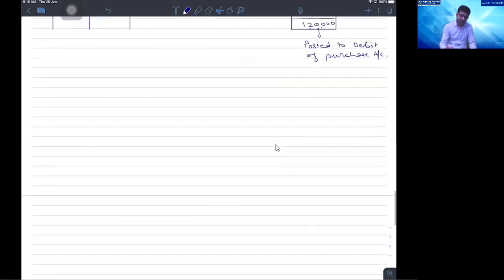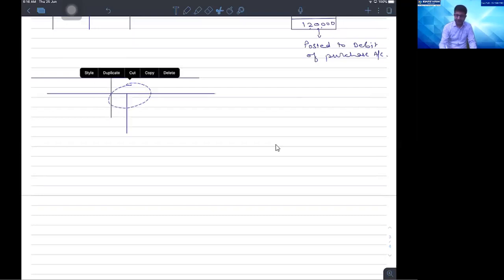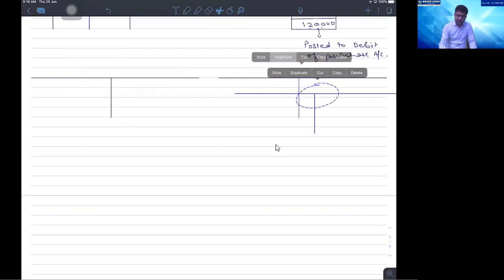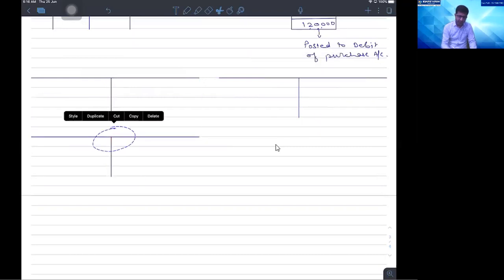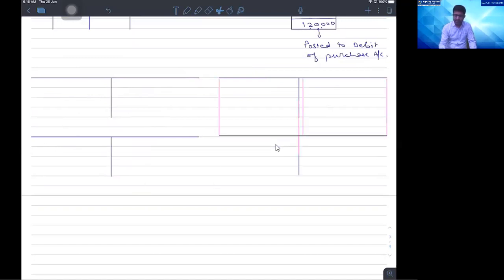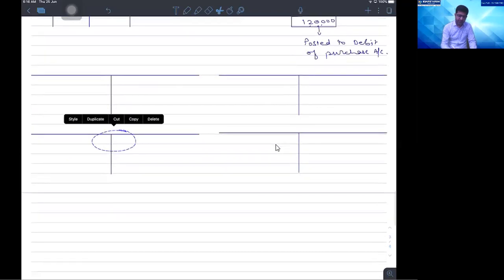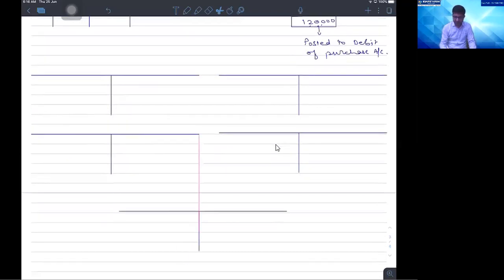I'll prepare the small accounts just for the sake of understanding. We'll have the account of Lakshmi. We'll have the account of Narayan. We'll have the account of Ramanan. We'll also have the account of Gyanam. And we'll have one more account for purchases. All right.